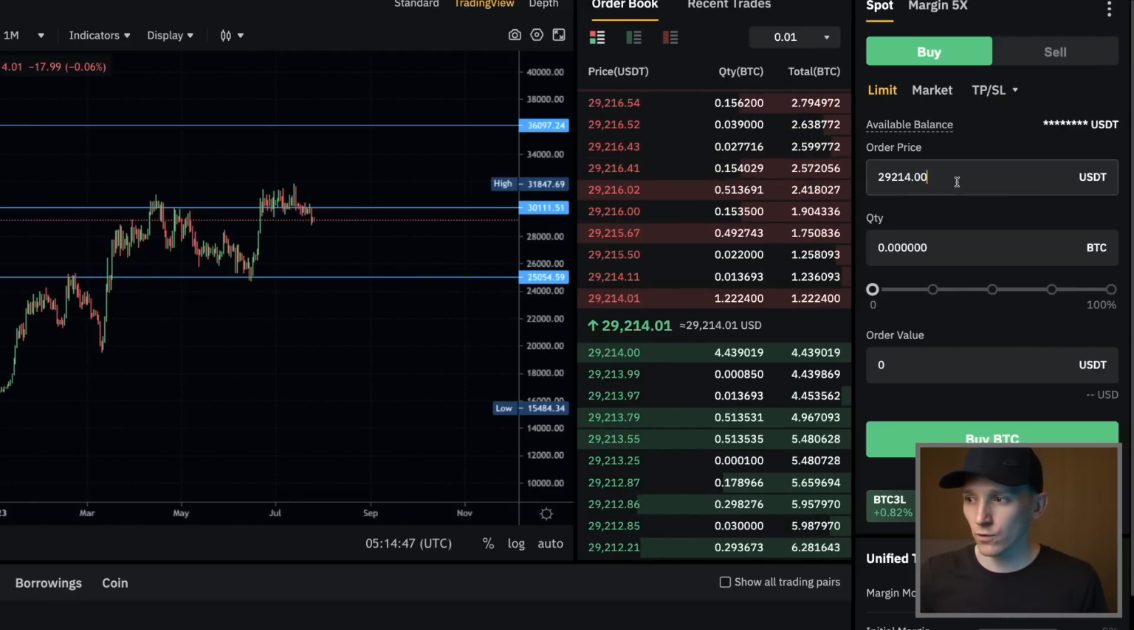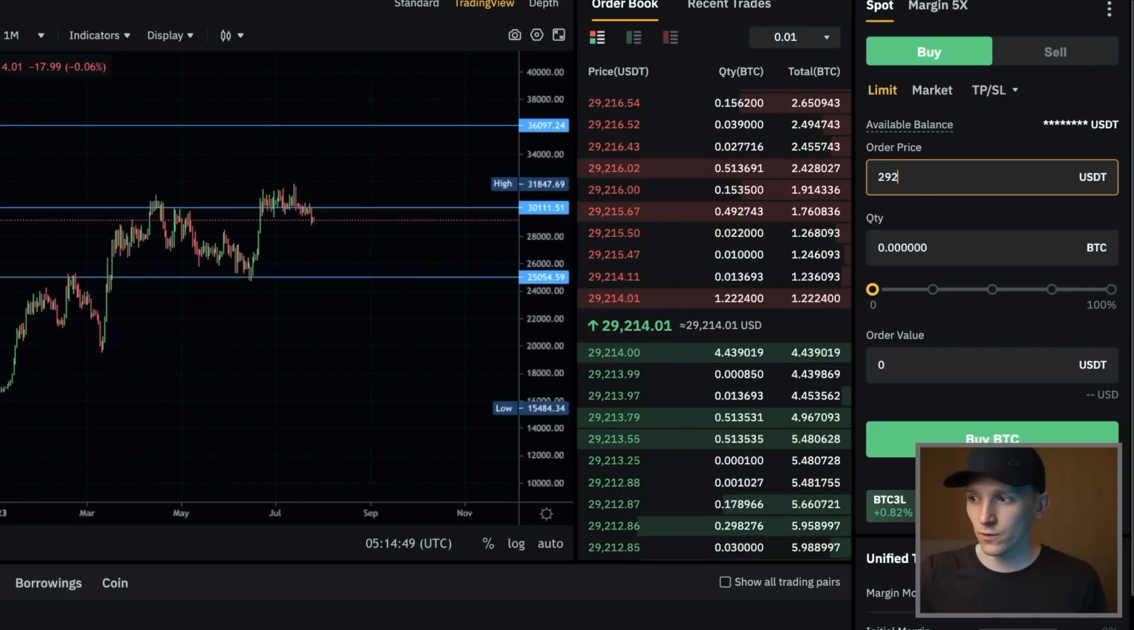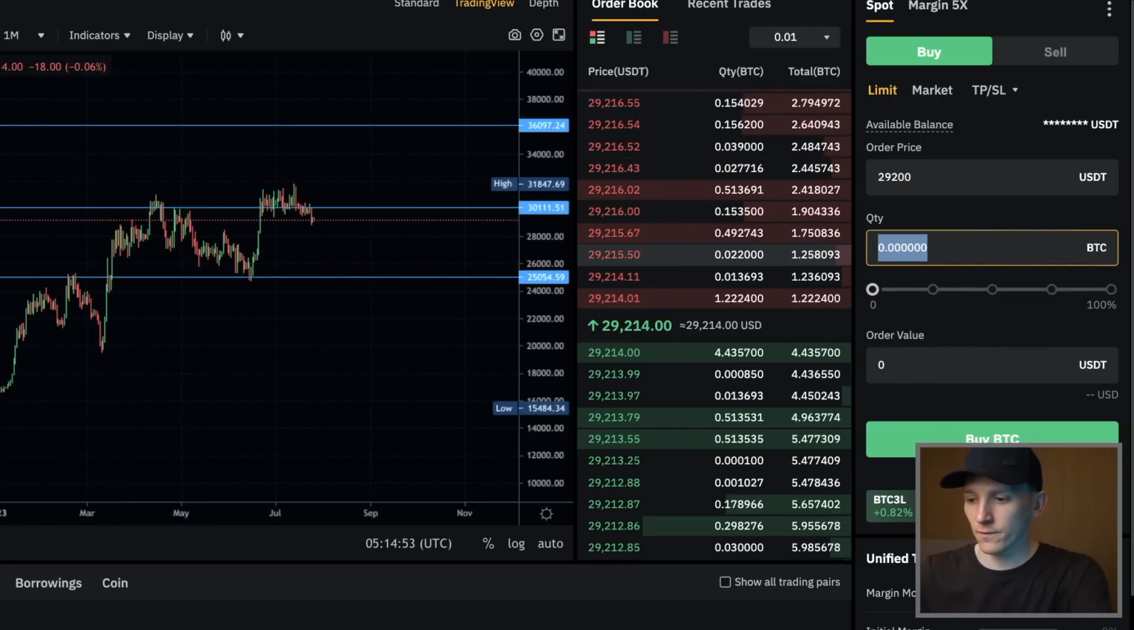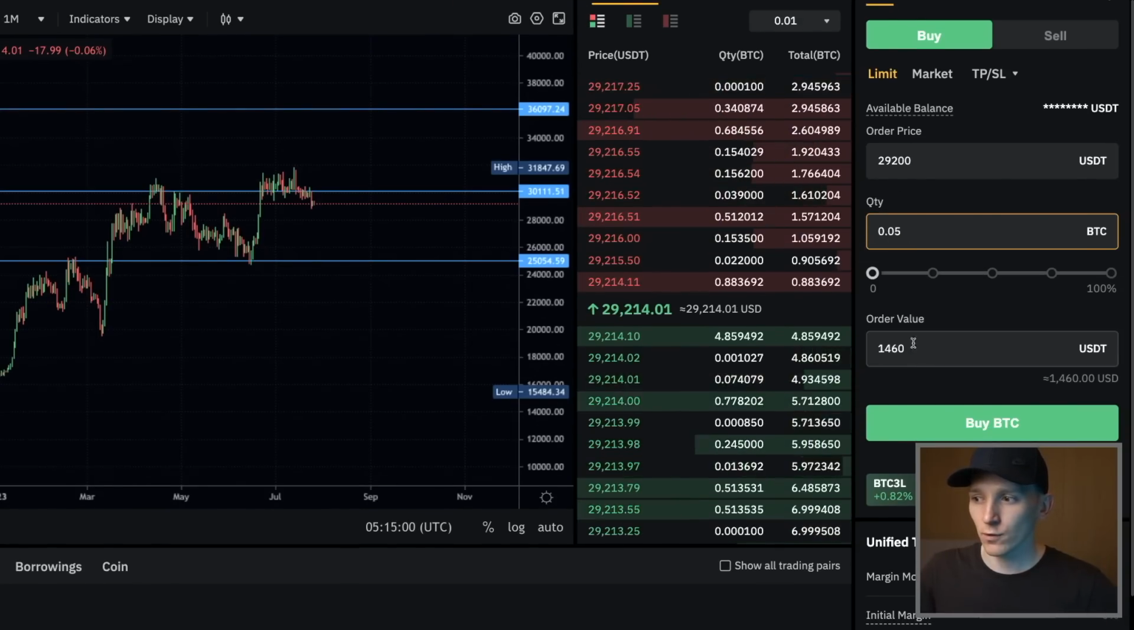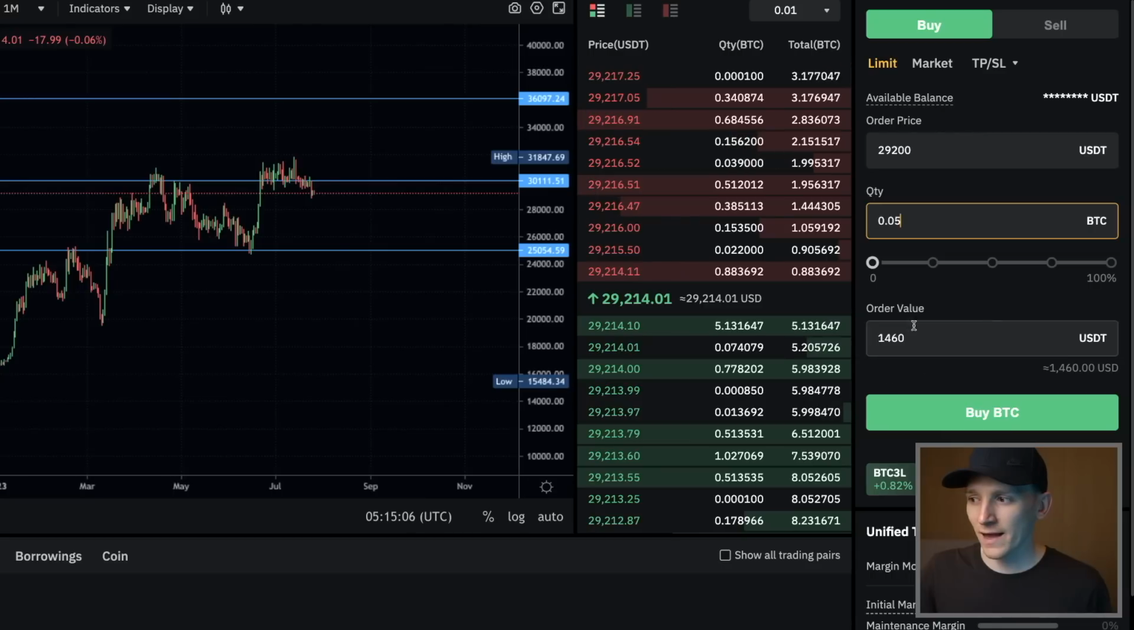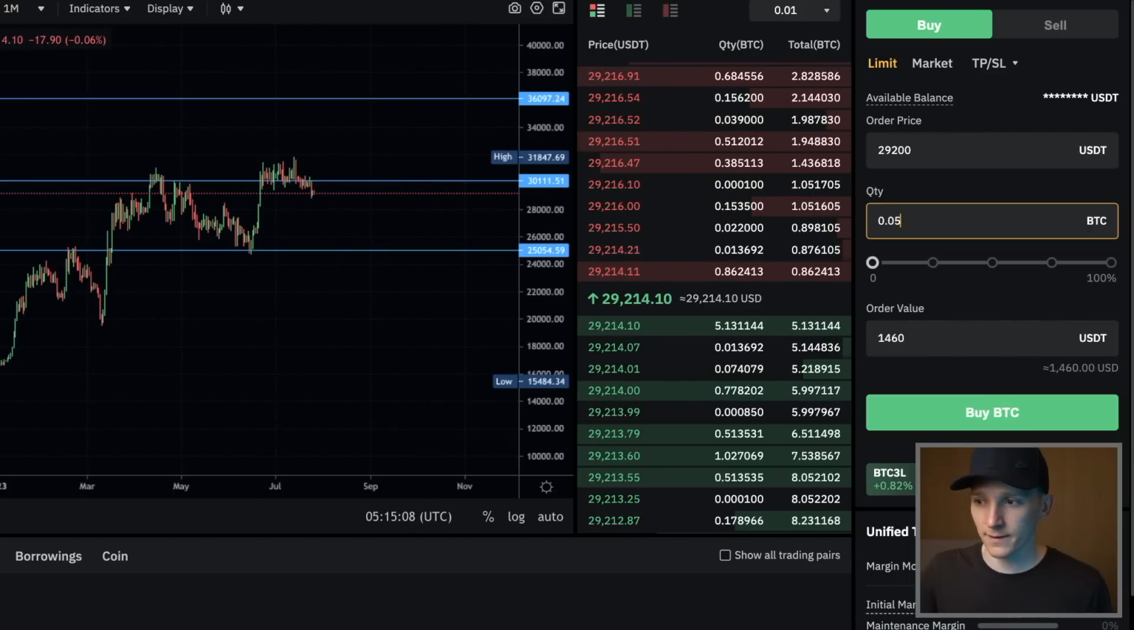So we're going to put in an order price of 29,200, and we're going to put a quantity of BTC at 0.05. So as you can see, now I've put an order price and a quantity in. The order value is 1460 because it's the order price and then the amount. So that's simple. So if we had this in our account, we could go ahead and buy BTC here.